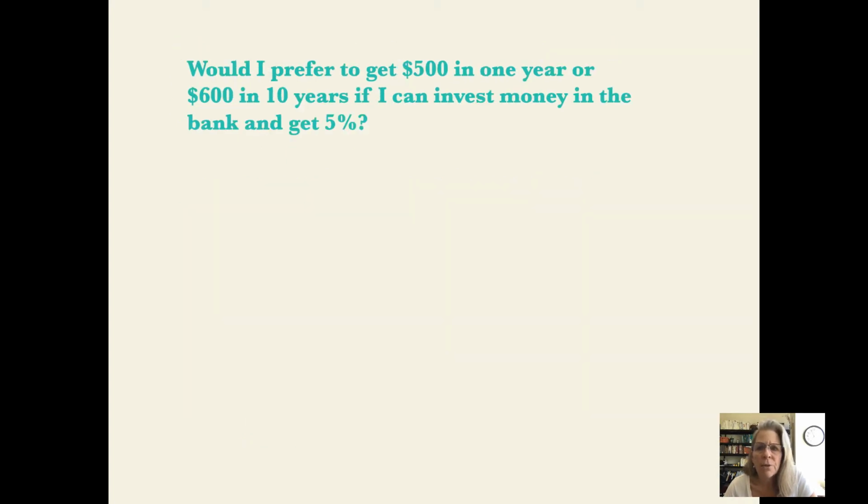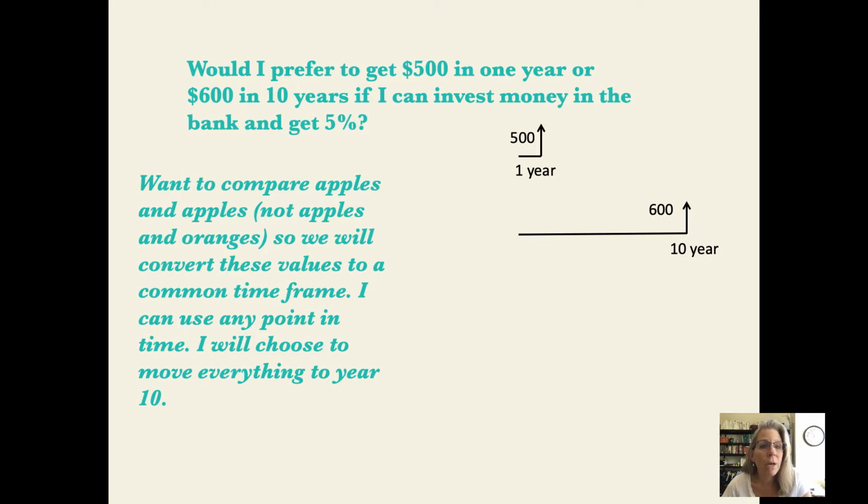So now another common kind of question is if I would prefer to get $500 in 1 year or $600 in 10 years. And I often really recommend that you actually draw these cash flow diagrams because it'll help you visualize where I need to shift items. So $500 in 1 year or $600 in 10 years. Now remember, what I want to do is compare apples and apples, not apples and oranges. So I will convert these to a common time frame.